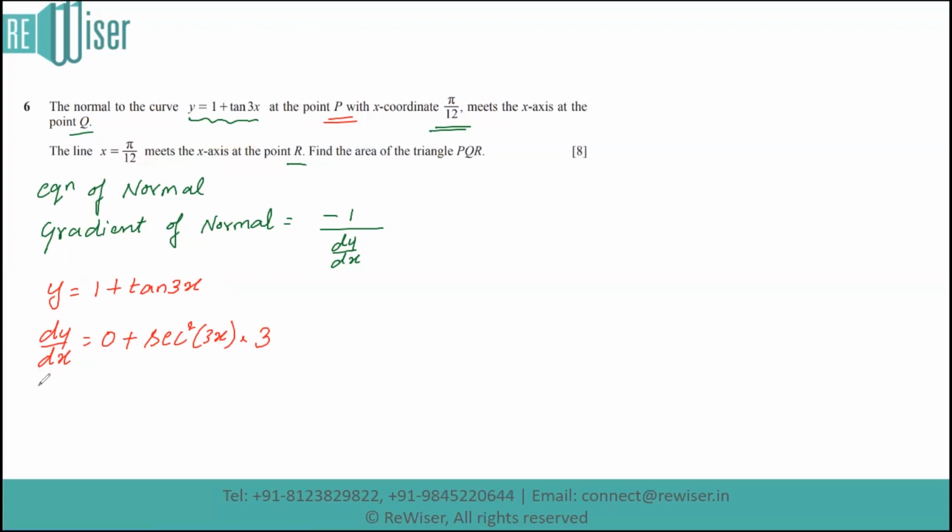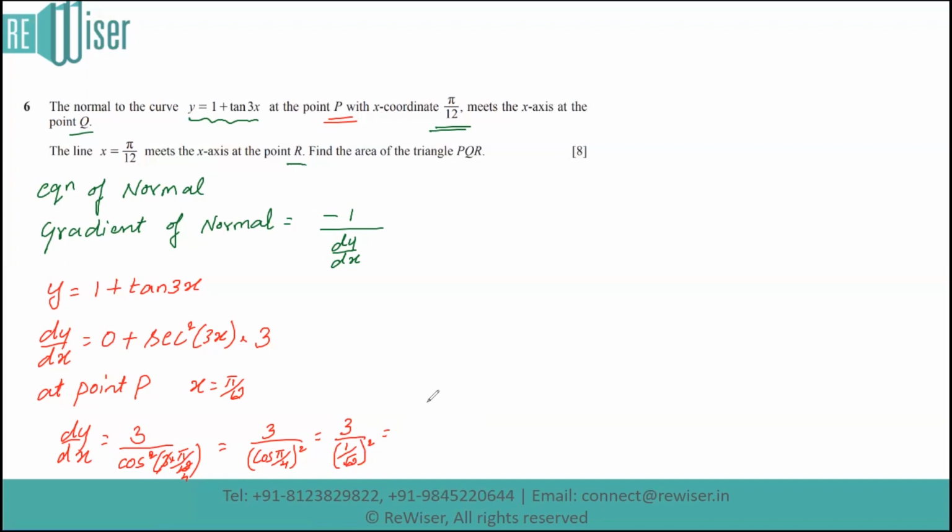Now we need to figure out the value of dy by dx at point P. At point P, the x-coordinate is pi by 12. If I substitute it, dy by dx would be 3 into secant square of 3 times pi by 12, which I can also write as 3 over cos square of 3 times pi by 12. That's 3 over cos of pi by 4, whole square. Cos pi by 4 is 1 over root 2, so this is 3 over 1 over root 2 whole square, which gives 3 over half, which is 6. The value of dy by dx is 6.